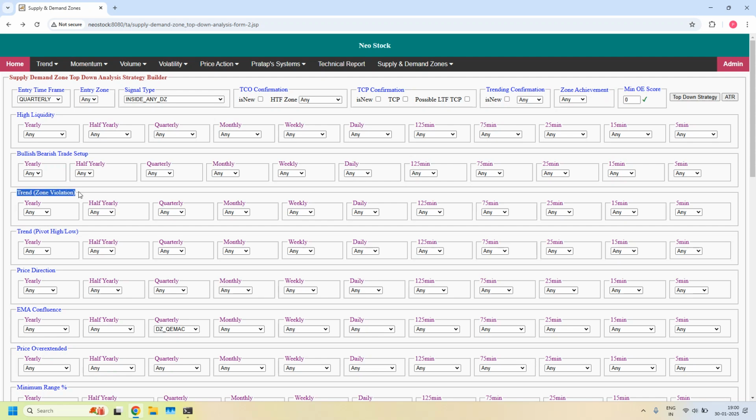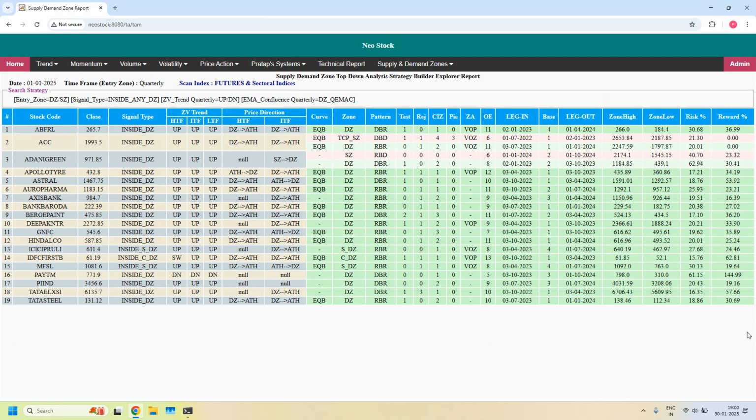And obviously when you set EMA confluence, the trend should not be sideways. It can be up or down, because in a sideways trend, EMA confluence does not add any extra advantage. You already learned this in our training videos. So let me filter. Now the list has come down to 19 stocks. All these 19 quarterly demand zones are having quarterly EMA confluence.